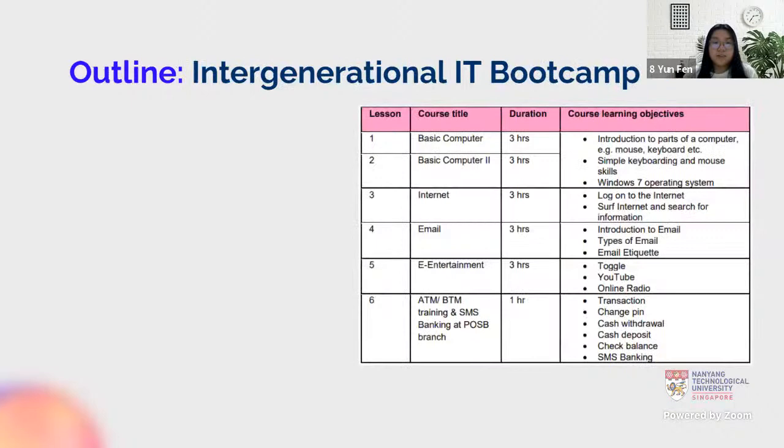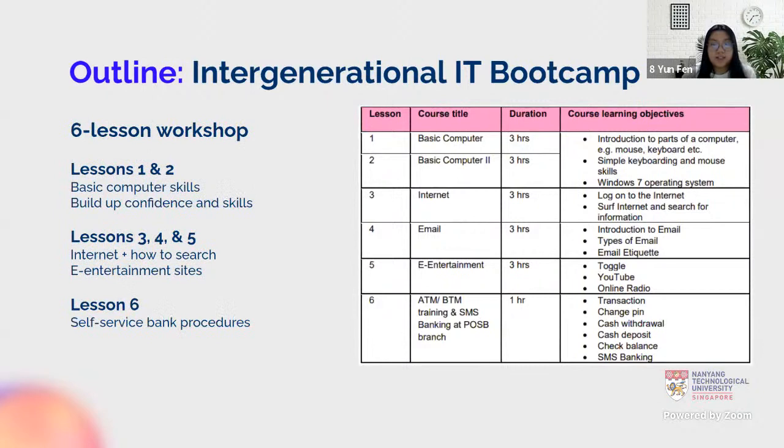The program will take place in the form of a six-lesson workshop in which different types of skills would be taught. The program is structured so that the first two sessions would cover basic computer skills to allow seniors to build up confidence in the use of computers. In the next three sessions, seniors would learn about the internet and how to search for information, emails and communication tools, as well as e-entertainment sites. Finally, in the last session, we plan to educate seniors about self-serving banking procedures.